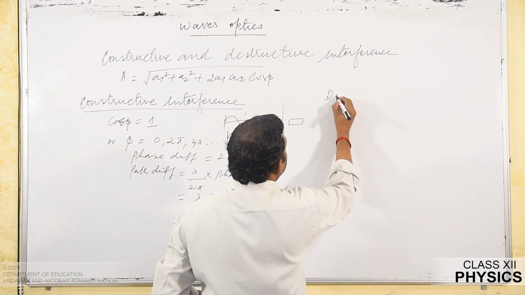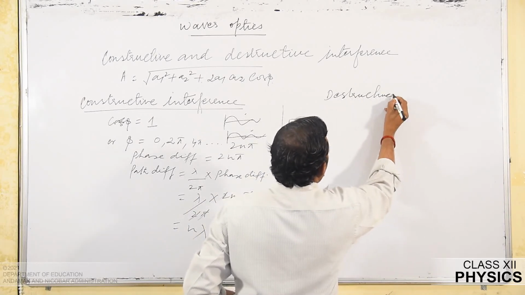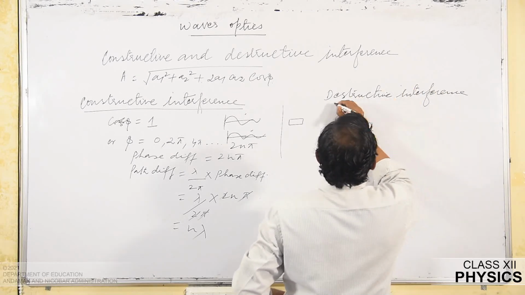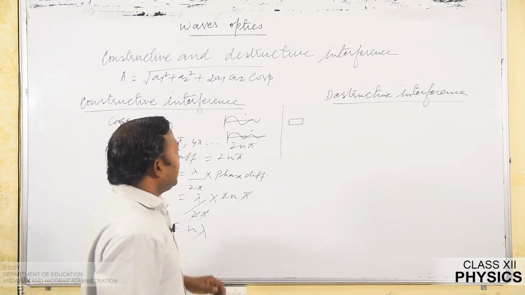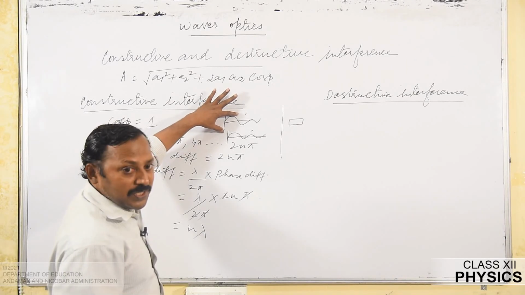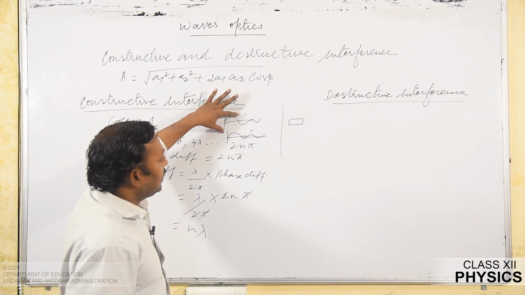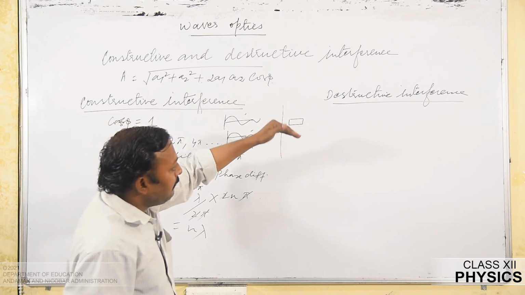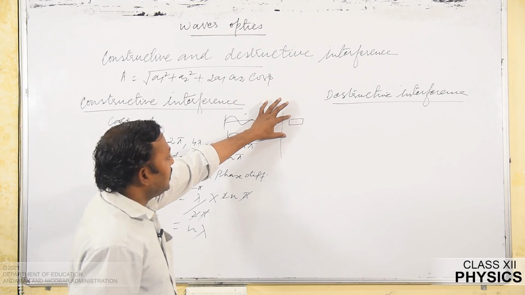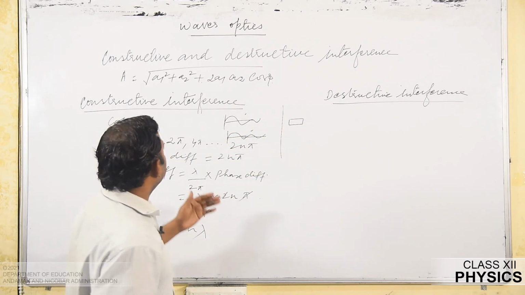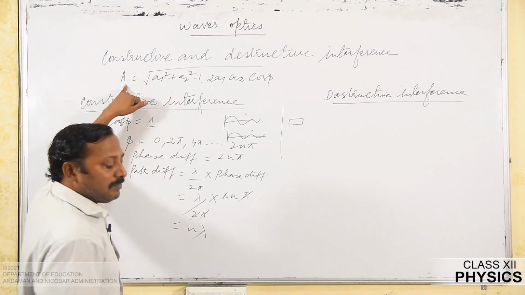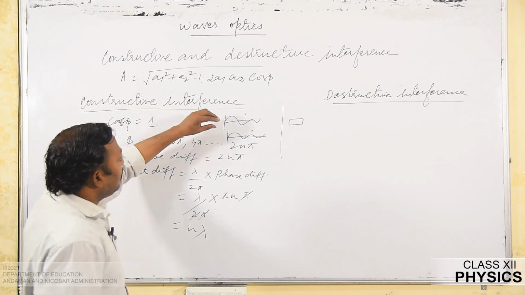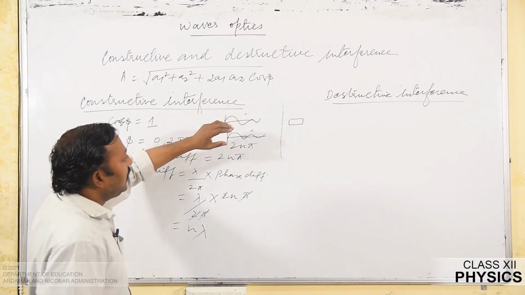Next, destructive interference. In the case of destructive interference, if the waves are in opposite phase, when they combine together, the resultant intensity and the displacement come out to be minimum. That minimum brightness is said to be destructive interference. So for destructive interference, the amplitude must be lower than the amplitudes of the individual waves and the intensity is also less than the intensity of both the waves.